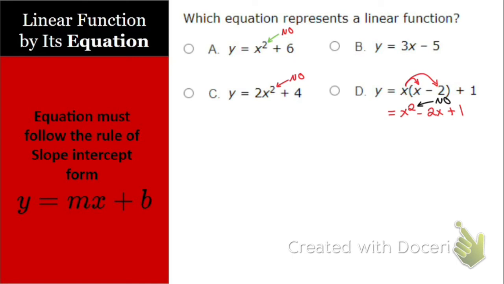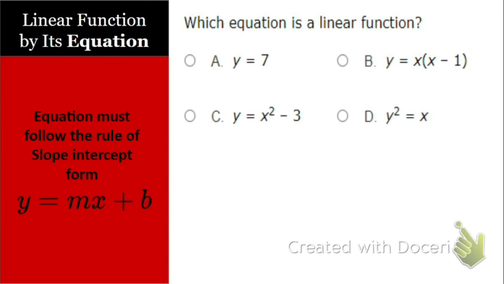So the only one left is this one because it follows the format that we talked about: y equals mx plus b, where m and b are numbers, they're constants, and that's it. So the answer for this one is B, because this one is our linear function. Okay, so let's move to our next example. And our last example for this lesson, it says which equation is a linear function?